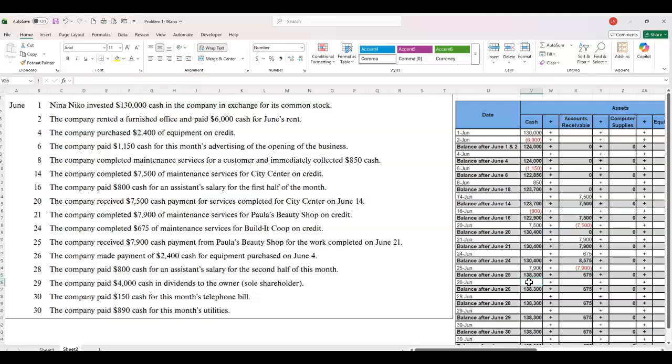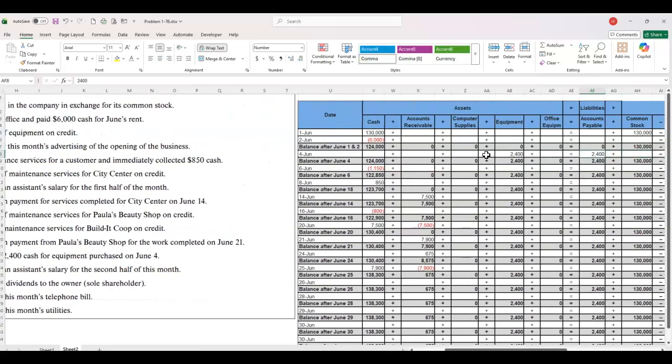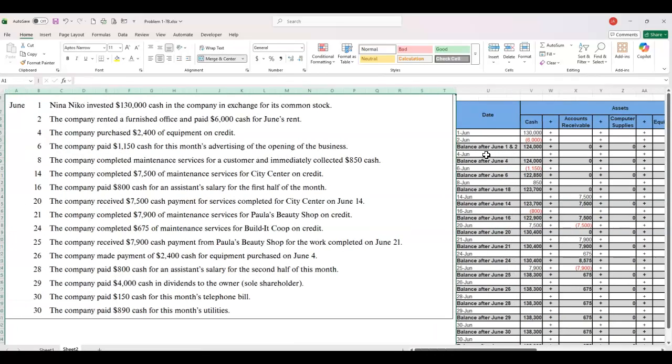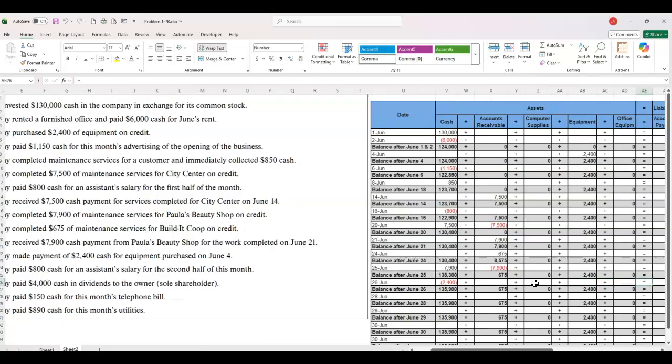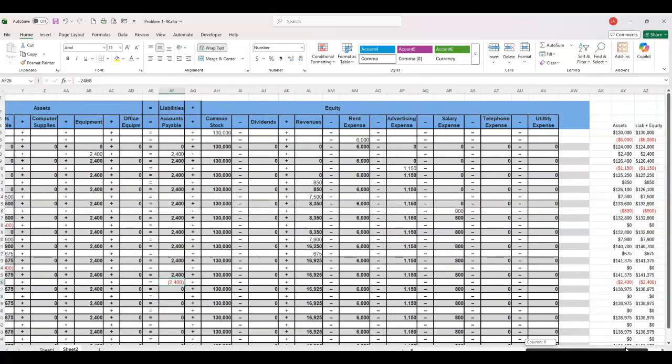26th of June, we made a $2,400 cash payment for the equipment we purchased on the 4th. And if you go back and look at the 4th, you want to see what you did. Equipment went up and accounts payable went up. So we're not getting any more equipment on the 26th, but our cash is going down and we're paying off that liability that we had. So assets went down and liabilities went down, and you can see it over here.